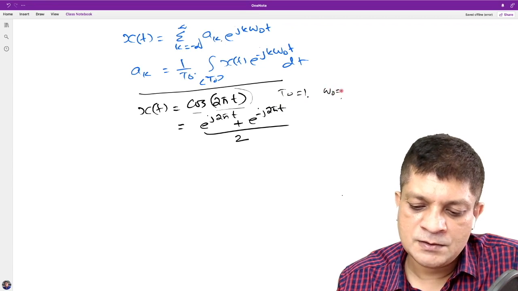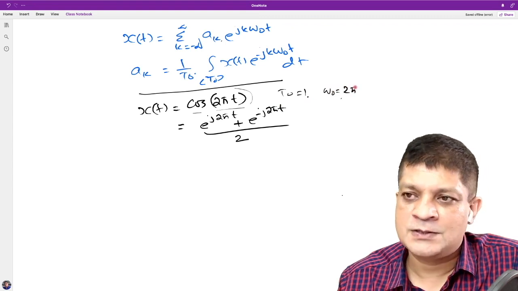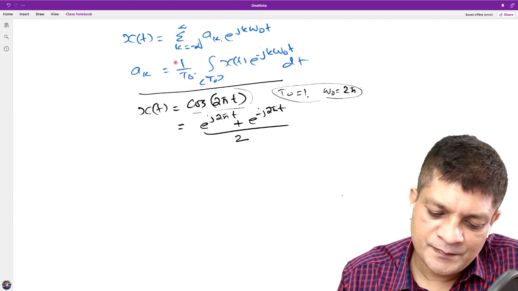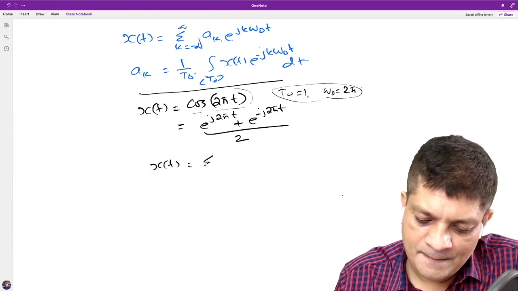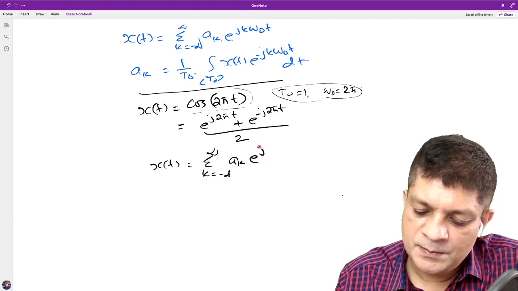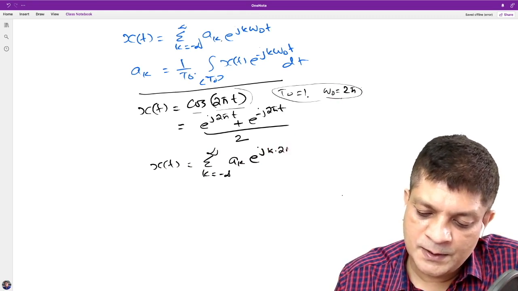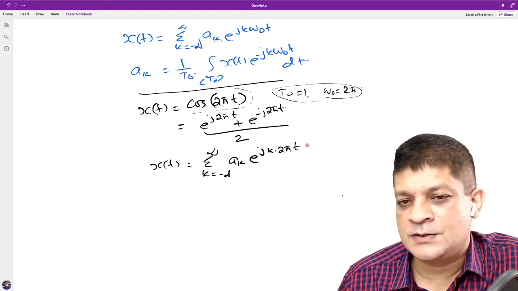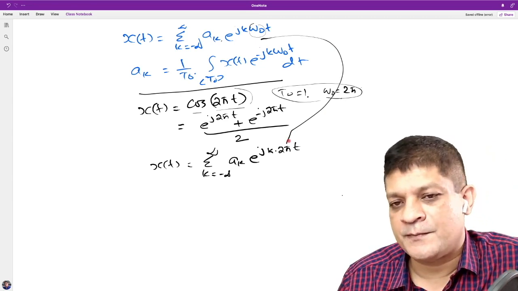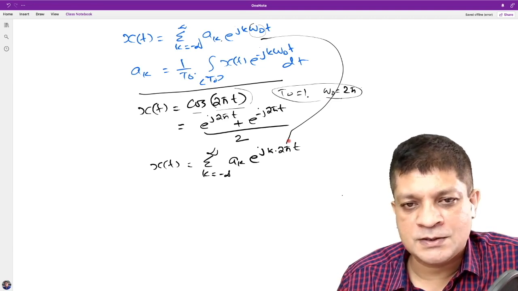And omega naught is? If T naught is 1, what is omega naught? 2π. Omega naught is 2π. So what is the Fourier series representation of this? Is it x(t) equals the sum of e to the power j k times 2π t? The fundamental frequency is 2π. I am substituting this here. Omega naught is 2π. Is it this? Yes, sir. Now tell me what are the Fourier series coefficients?